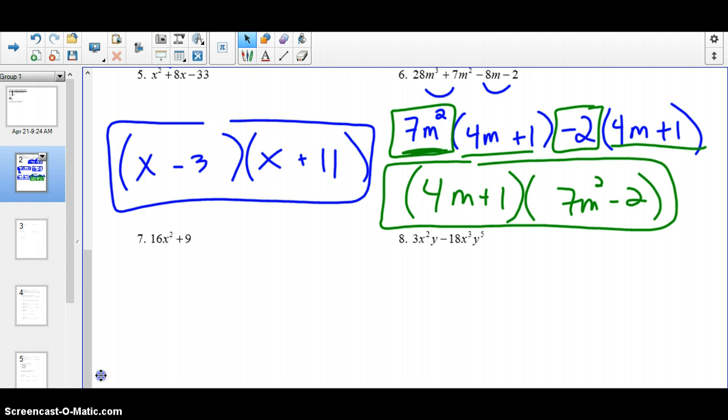So just don't forget to always take out the GCF first and then continue to factor for all of these types. And then don't forget to include the GCF in the end.